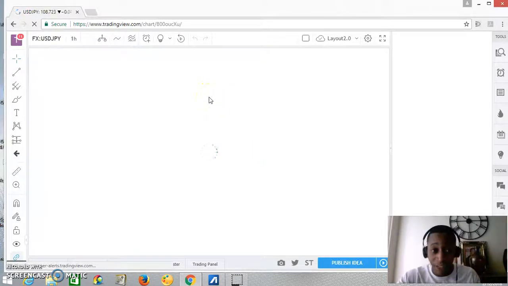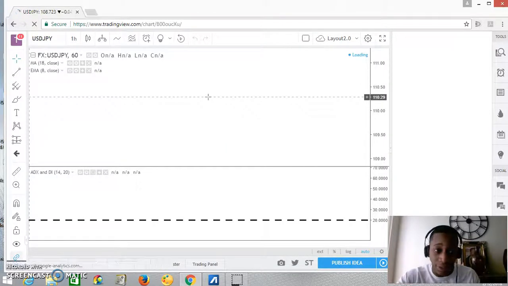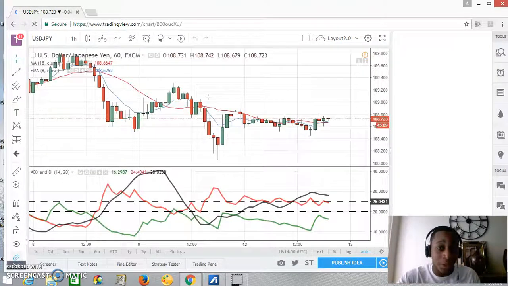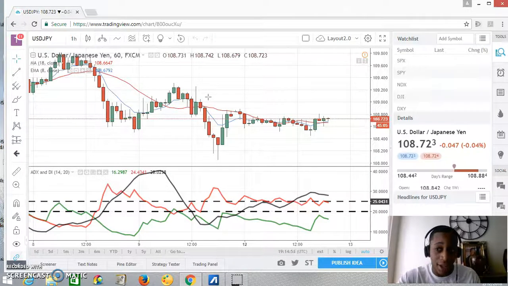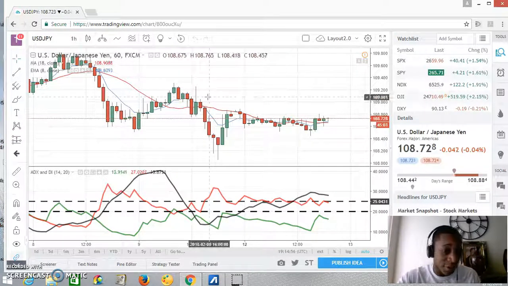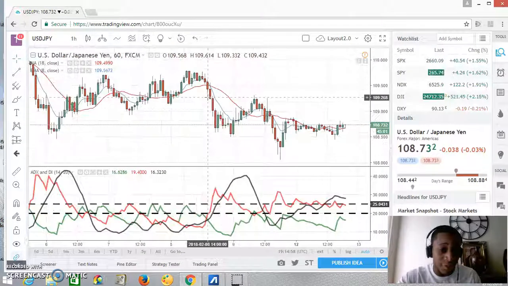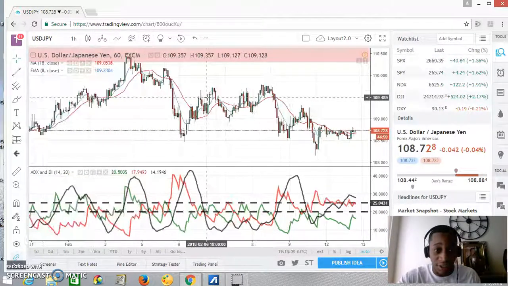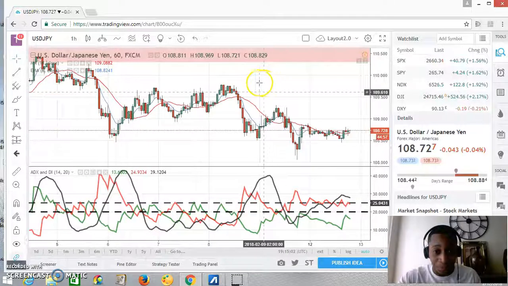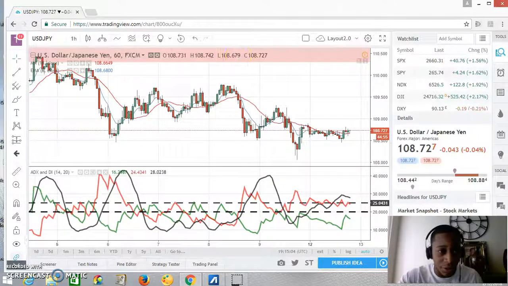USD JPY is my main currency pair. I'm not telling anyone to trade it, because USD JPY is very tricky. It's a very tricky currency pair to trade off of. If that's the pair that you want to trade, man, just stick to that currency pair and study it. Yeah, so let's go ahead and begin.